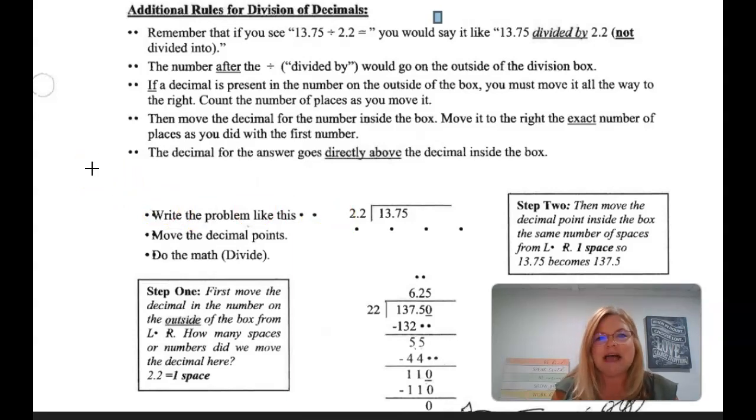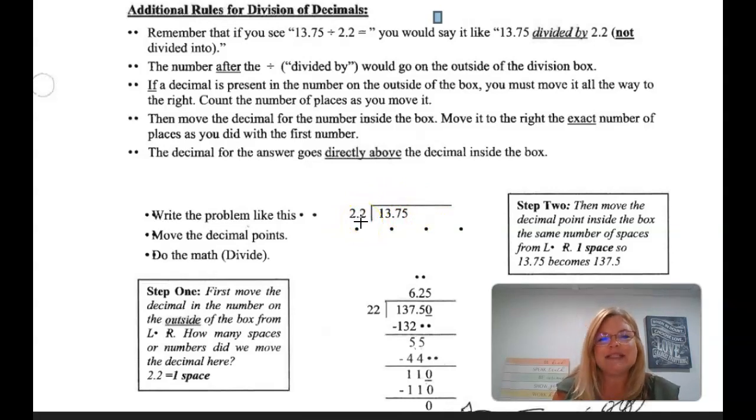So looking at that, we would say it 13.75 divided by 2.2. So the number after the divided by would go on the outside of the division box. So here's our division box, and the divided by number, which is 2.2, goes outside of the division box, and 13.75 goes inside that box. Now, for fun, again, we call it the doghouse sometimes, so we say 13.75 would be in the doghouse and 2.2 would be outside of that doghouse.